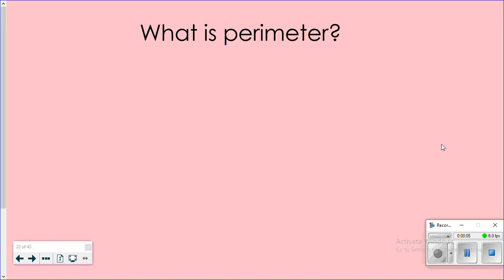Perimeter. We've done a tiny bit with perimeter. I want to show you a helper word inside perimeter that'll help remind you what perimeter is. So go ahead and circle inside the word perimeter. We see a mini word called rim.